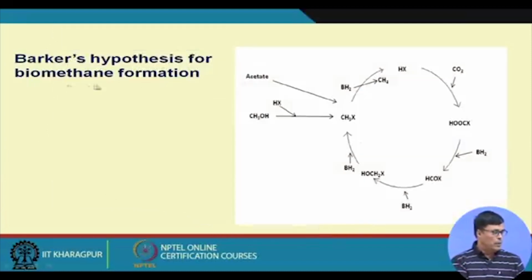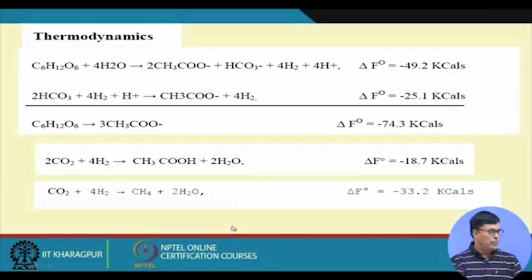The Barker hypothesis for biomethanation, methane formation, he has explained like this. In this particular pathway there is a coenzyme called coenzyme M that takes a major part in the reaction, and that is how it is carried forward to produce methane. Again there is carboxylation and hydrogenation, then reduction, and further reduction to methyl groups, and then it produces methane. This can also be produced from methyl alcohol and acetate like this. This is the Barker hypothesis, and this is the thermodynamics behind this process.